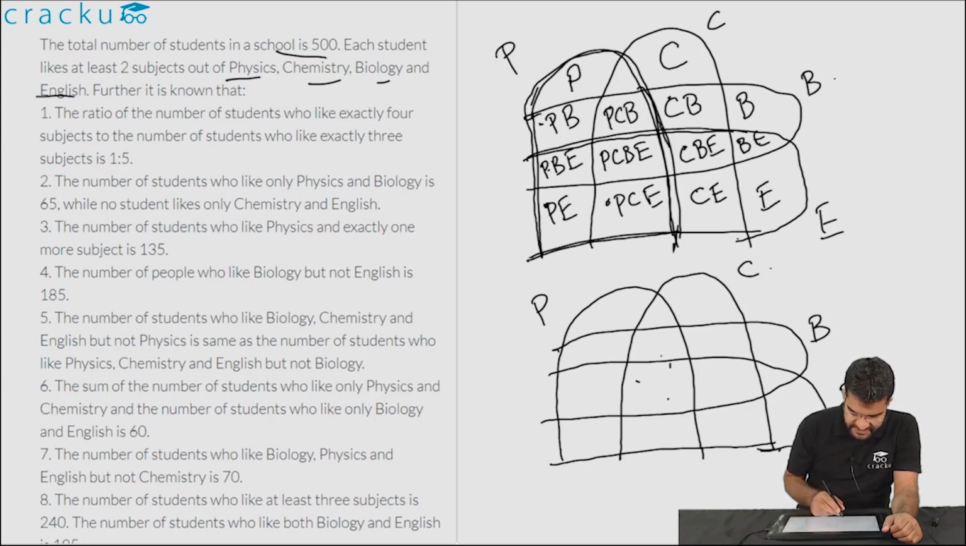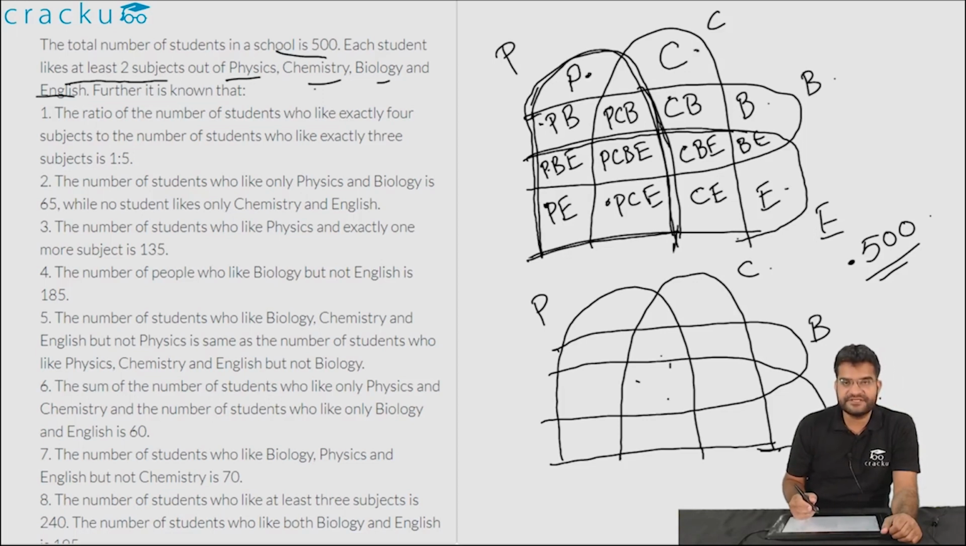Now the sum of all of these students is 500. So this is one clue we will remember till the end. We will try to put in different variables, but the total sum is 500 is what we will use to get one of the equations. Similarly, it is also given that each student likes at least 2 subjects out of physics, chemistry, biology and English. So the cells P, C, B and E, which represent only the students liking one of the subjects, are 0. So this will be 0, this will be 0, this will be 0 and this will be 0.